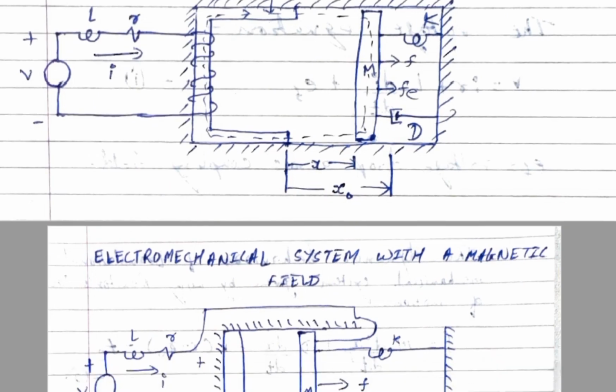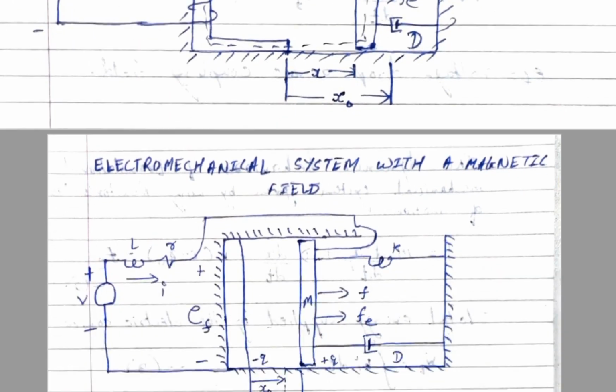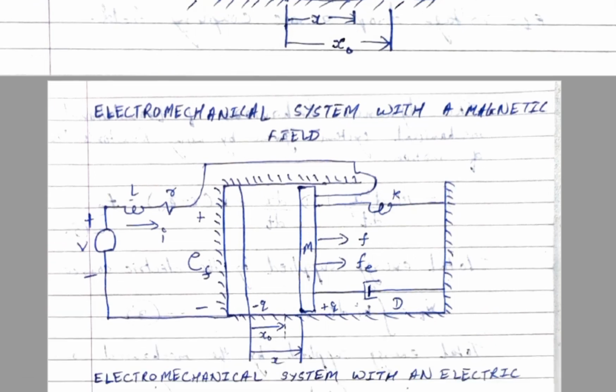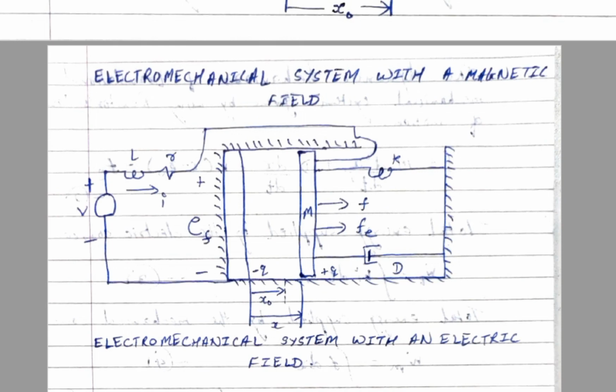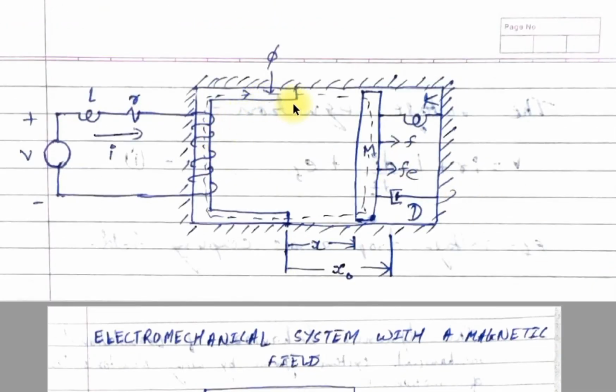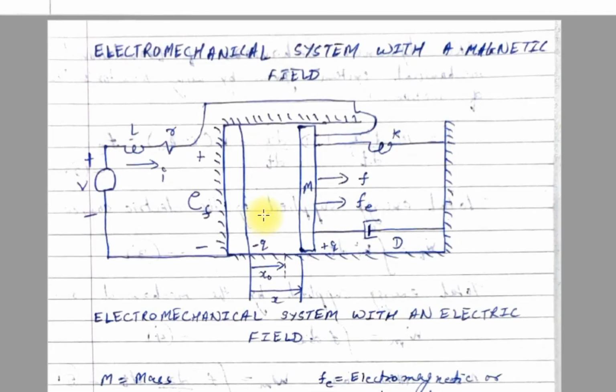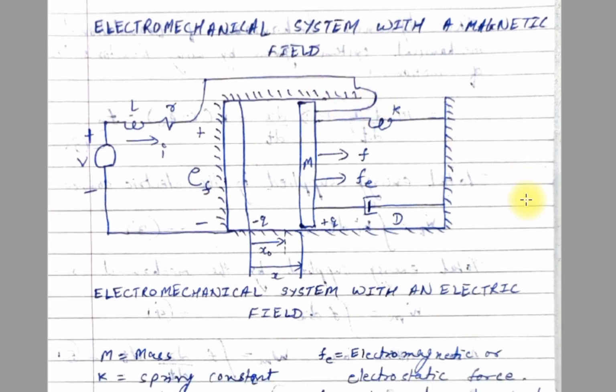Now we'll move ahead to the next. We'll move to the electromechanical system with an electric field. So in the previous case, you saw there is no connection between M and this particular core section. Next, since this is an electromechanical system with an electric field, you can see a physical connection here. So the rest of the terms are the same.